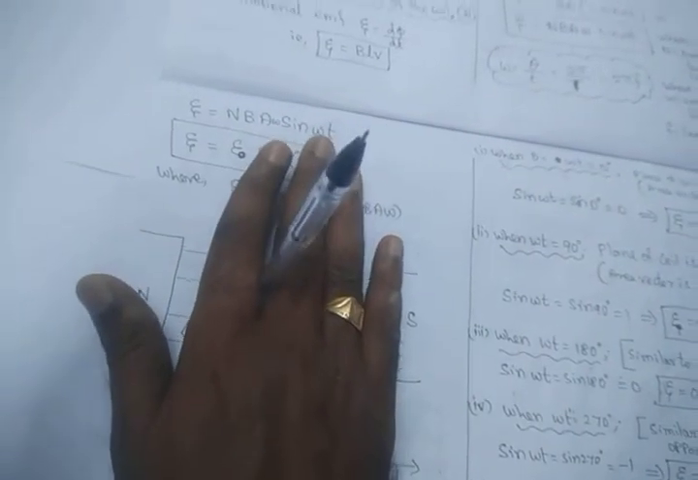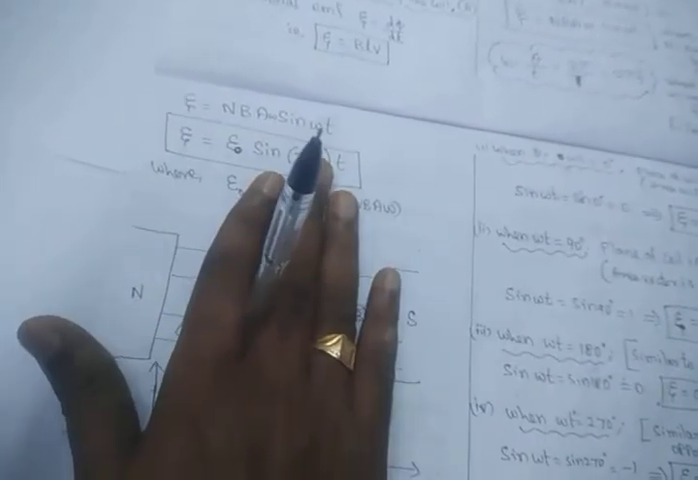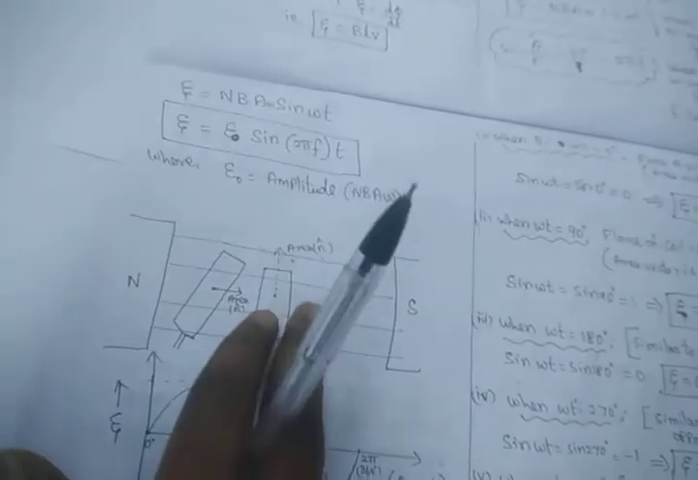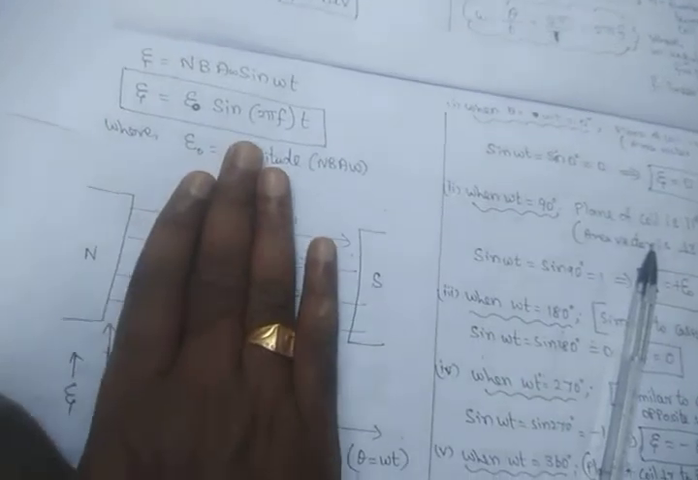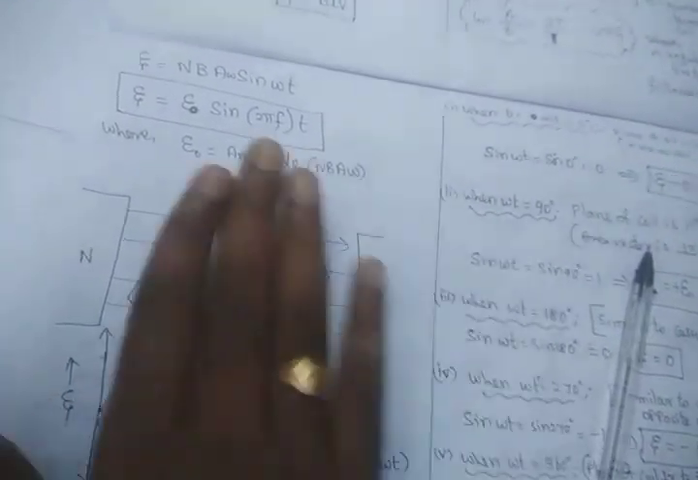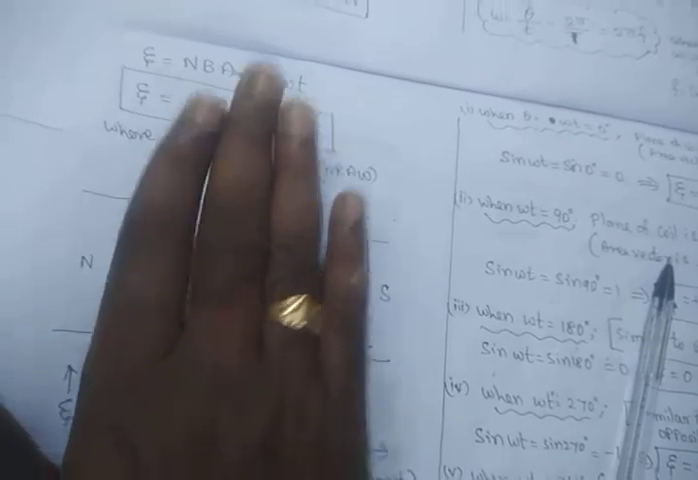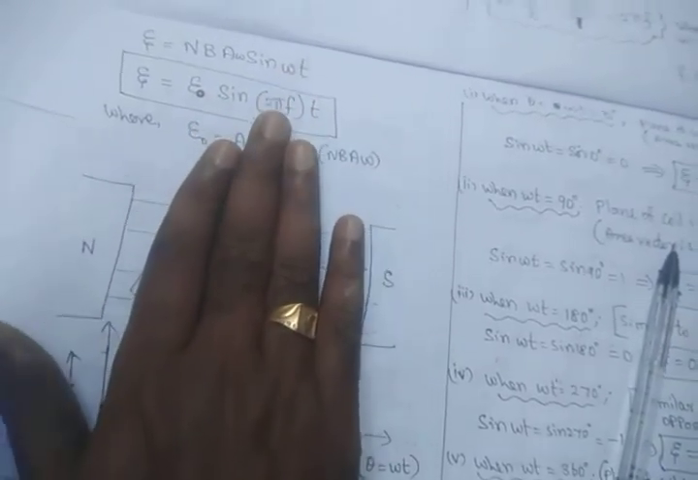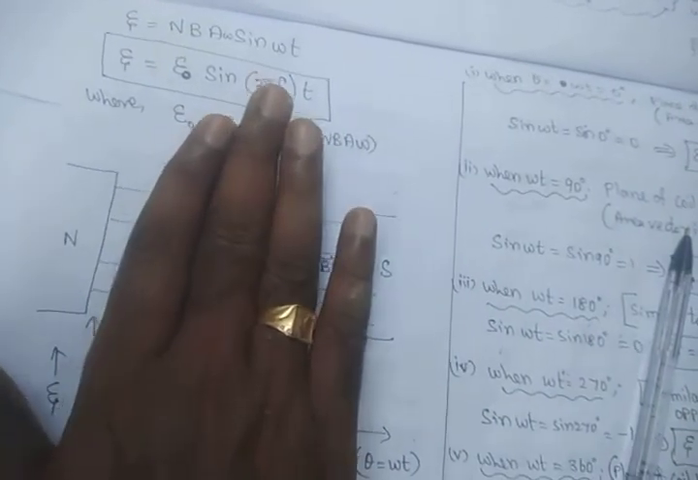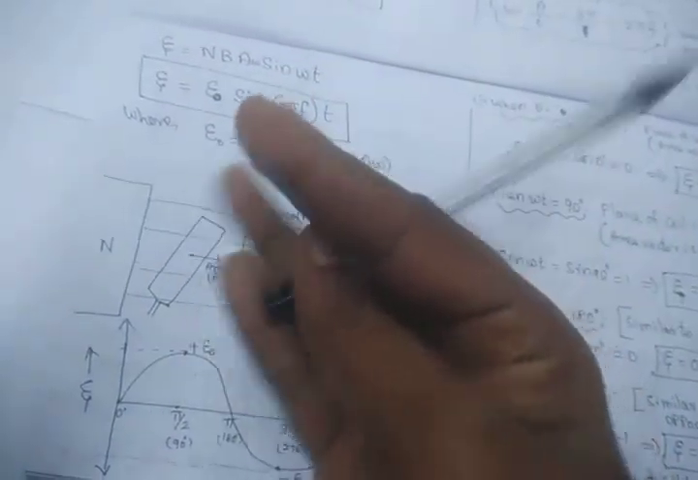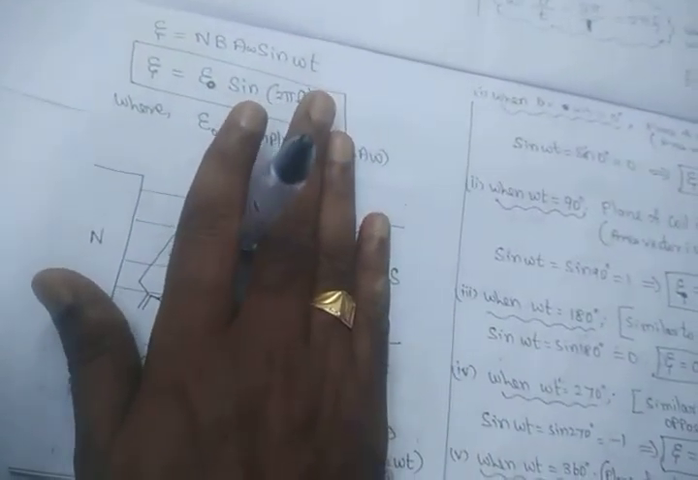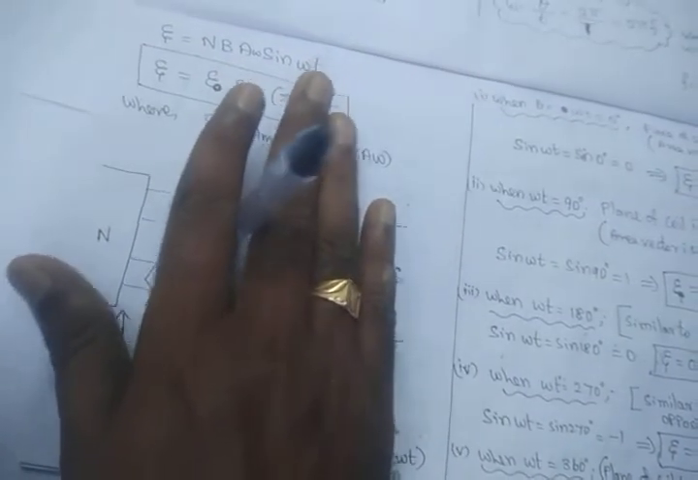If the angle is 90 degree, then if you are rotating like this, the angle will become perpendicular. So the plane is parallel to the magnetic field and the area vector is perpendicular to the magnetic field. When omega t is equal to 90 degree, the plane of the coil is parallel, which means I kept the hand like this. So the magnetic field is going in the plane of the paper and my hand, as the coil, is also kept along the plane of the paper, but the area vector will be perpendicular to the plane of the paper. It will always be normal to the surface.